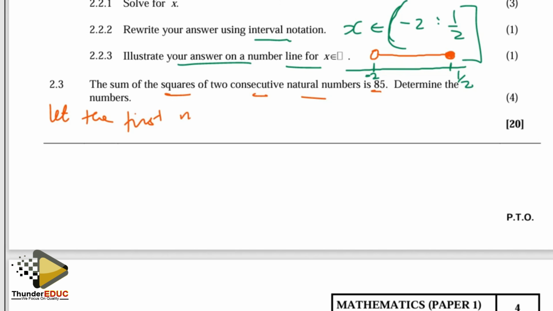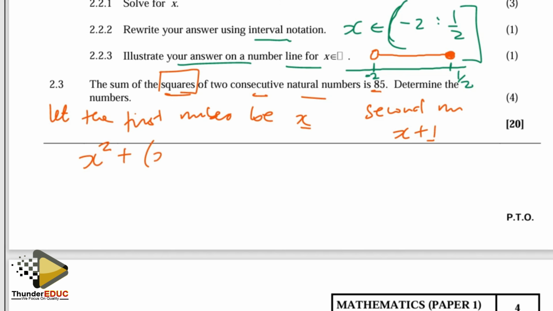I'll let my first number be any letter. I'll use x. Which means that the second number is going to be x plus 1 because natural numbers increase by 1. So if this is x, this must be x plus 1. But they are telling us if we get the sum of the squares, so it's going to be x squared plus x plus 1 squared must give us 85.